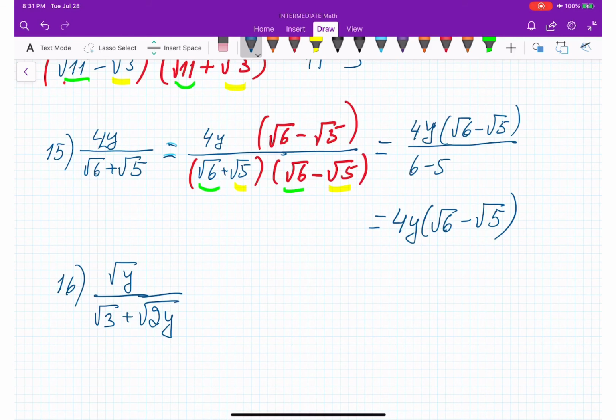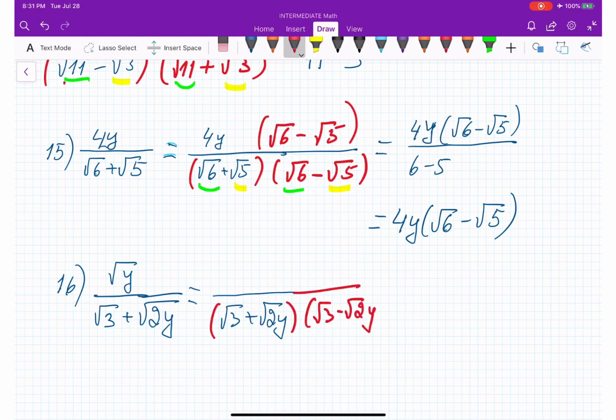Okay, so it's going to be square root 3 plus square root 2y. I need to multiply by square root of 3 minus square root of 2y, yes. And on the top, I'm going to do the same thing. Don't worry, I haven't forgotten about square root y. I will add there minus square root 2y.